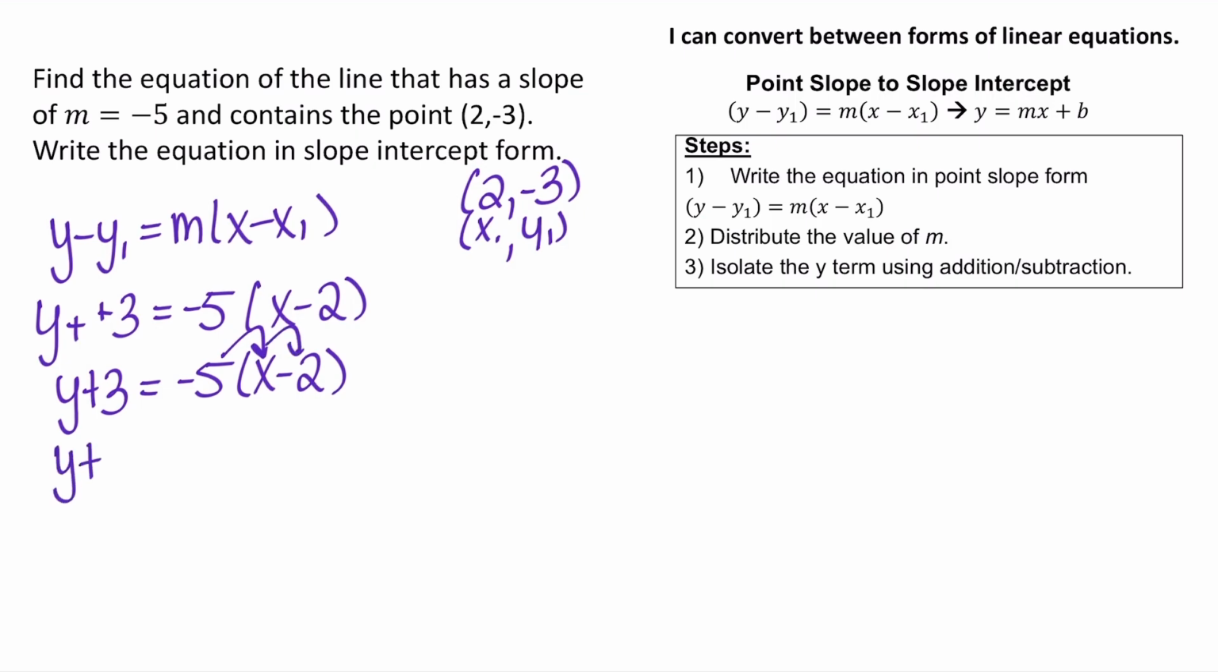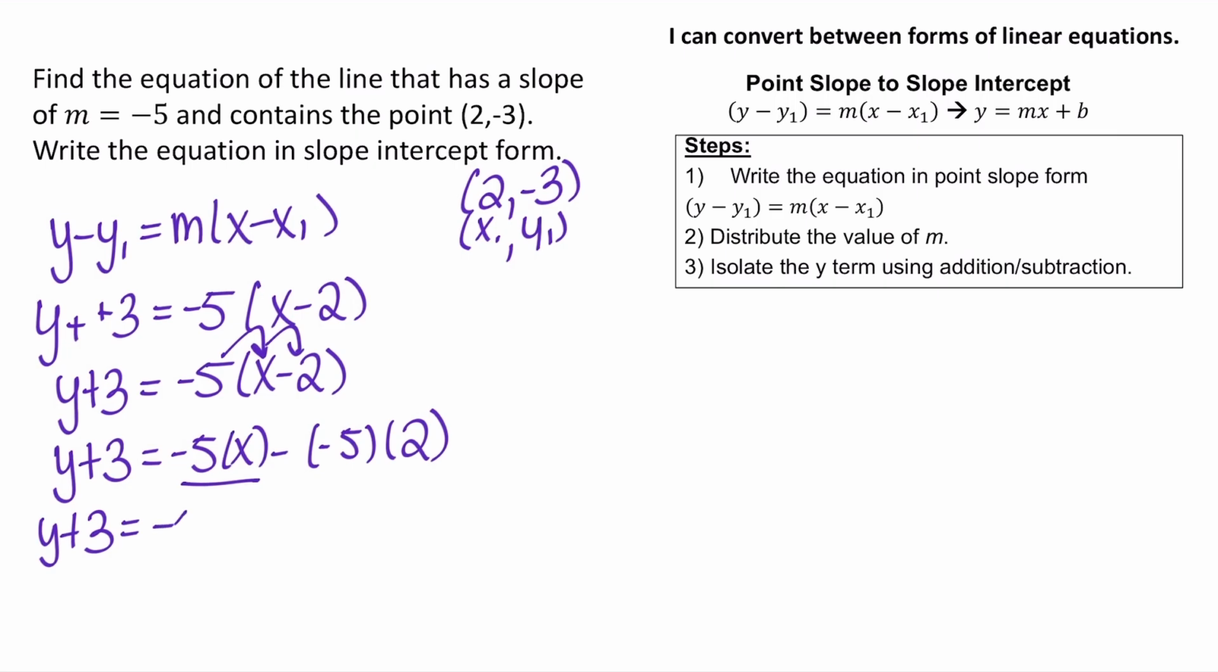So now I can distribute the negative 5 to get this equation into slope-intercept form. So I have y plus 3 equals negative 5 times x minus negative 5 times 2. So now when I simplify this, I have y plus 3 equals negative 5 times x, which is negative 5x, minus negative 5 times 2, which is negative 10. So I have y plus 3 equals negative 5x, and then I have minus negative, which becomes plus, so I have negative 5x plus 10.